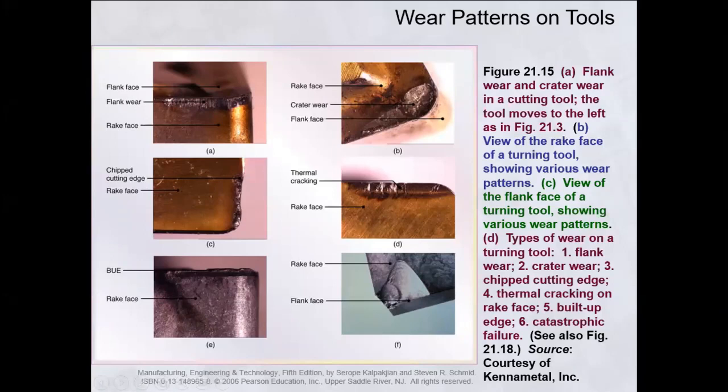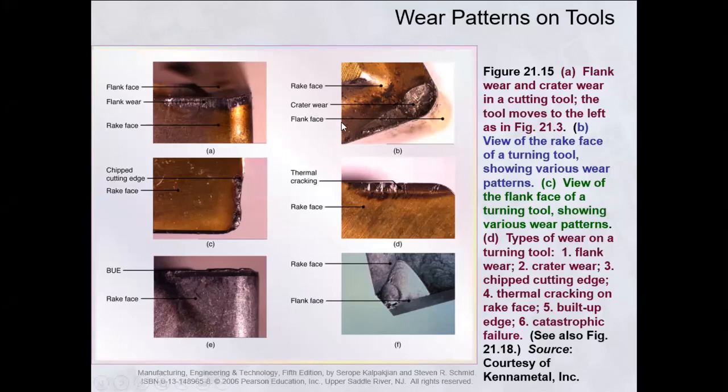View of the rake face of the turning tool showing various wear patterns. In figure B, you can easily see the rake face, and this is the removal of the rake face material due to the formation of chips. This material has been taken away by the chips with themselves. So the wear that occurs at this point is known as crater wear.